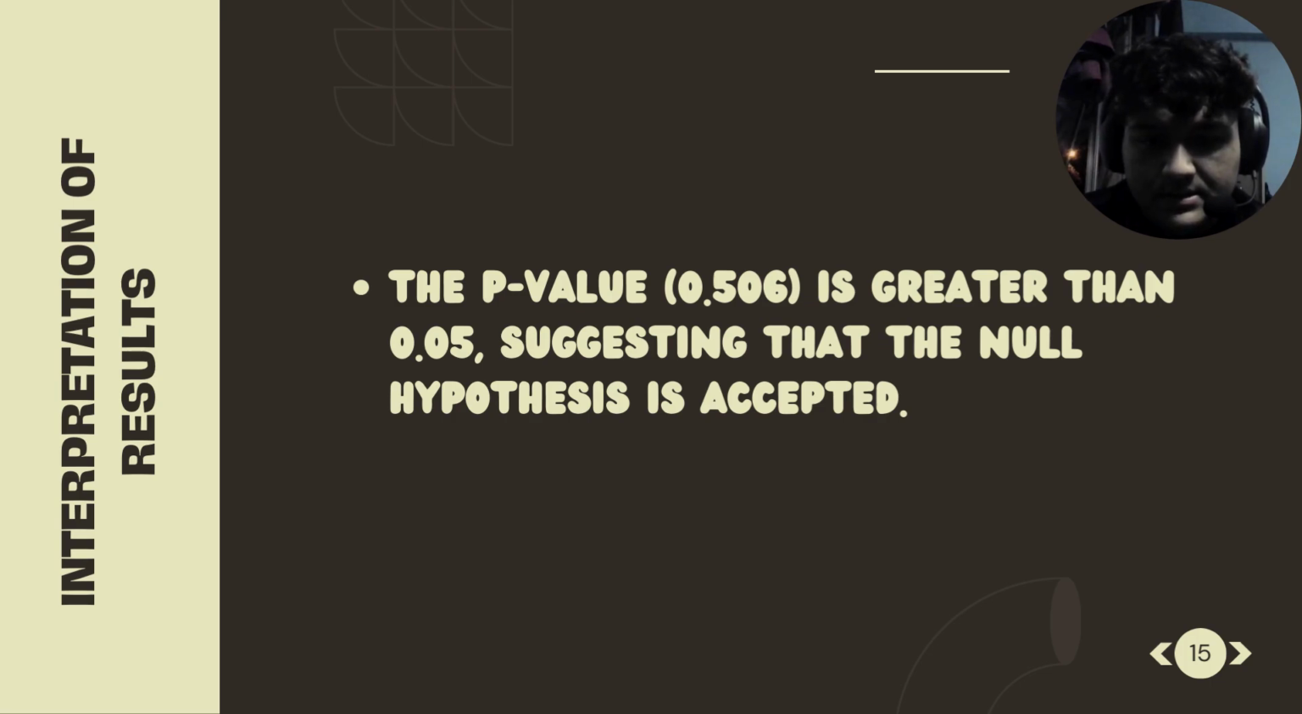Next is the interpretation of the result between hypothesis testing and also descriptive testing, which is the p-value 0.506 is greater than 0.05, suggesting that the null hypothesis is accepted, where international students perform well when taking university subjects earlier than local students.